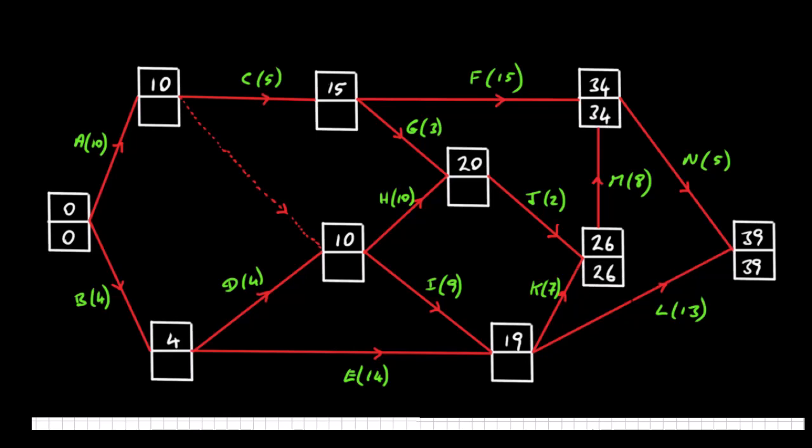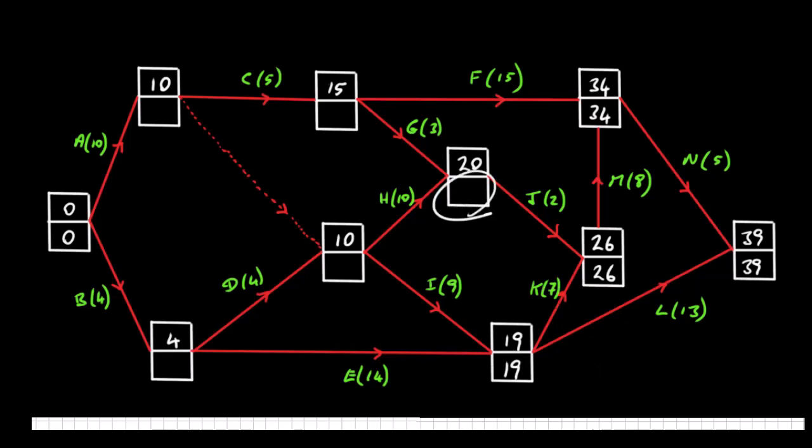26 is the lowest we can go there anyway. So now let's have a look at this one here. We've got 13 and we've got 39, so 39 minus 13 again is 26, and we've got 26 minus 7, which is 19, so we're going to go with 19.